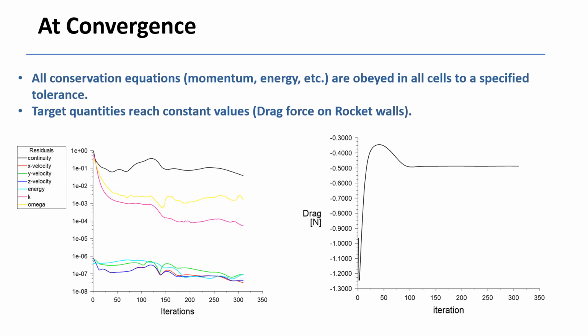In general, the solver must perform enough iterations to achieve a converged solution. At converged solution, all conservation equations like momentum and energy, or the other equations that you have, must be within a specified tolerance. Overall mass, momentum, and energy must be balanced, and your target quantities must reach constant values. In this part, I'm going to show you how to do some of the post-processing inside Fluent related to your model.